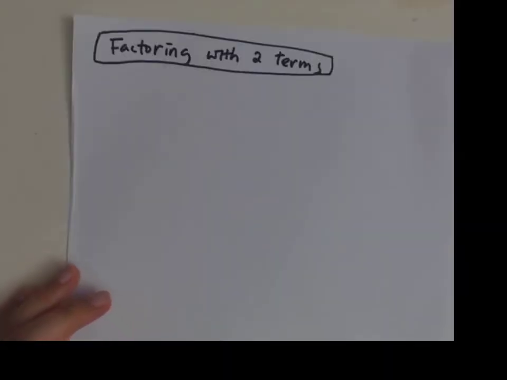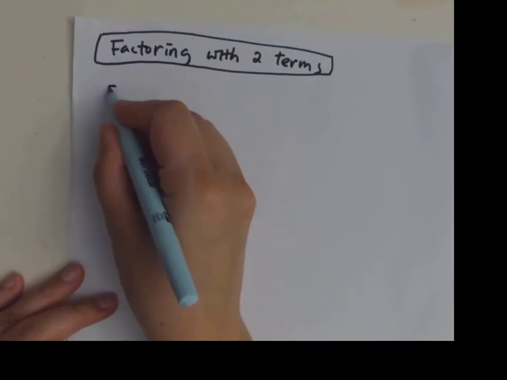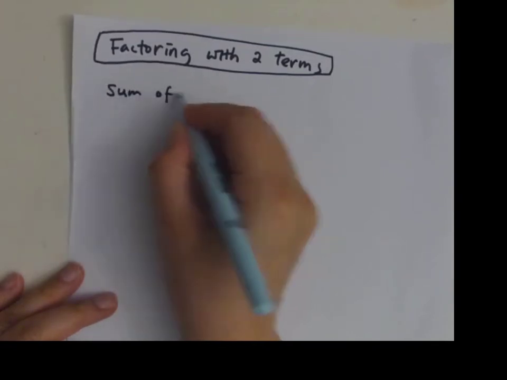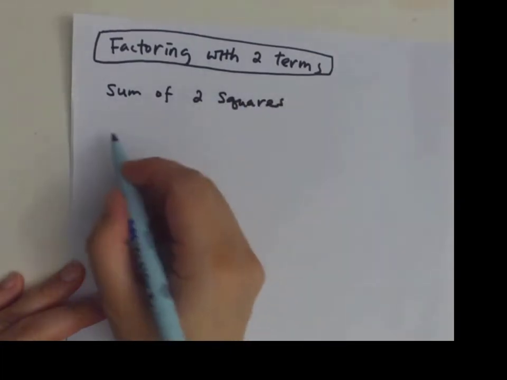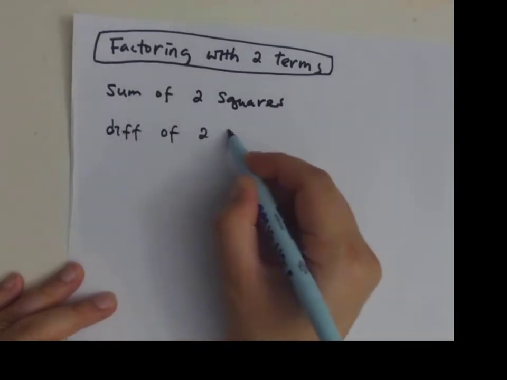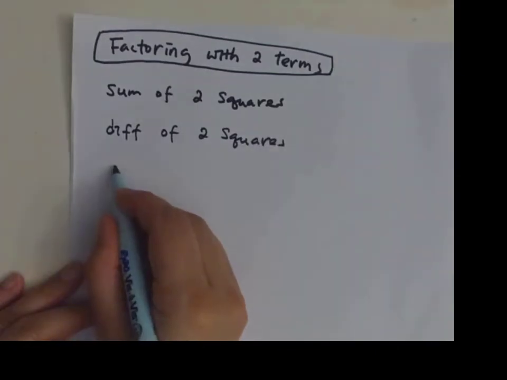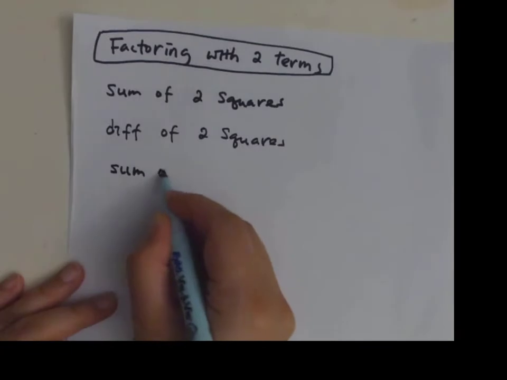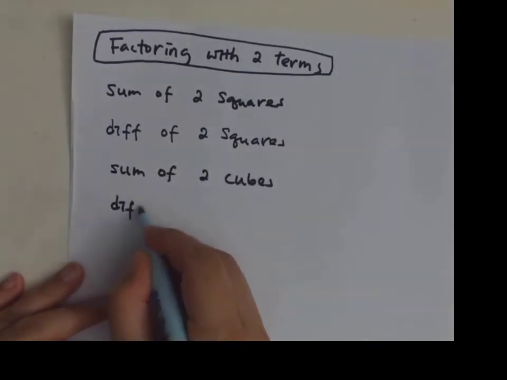So next, we're going to start with factoring with 2 terms. First, we are going to list the types that we have, including sum of 2 squares, and then we have difference of 2 squares, and we also have sum of 2 cubes and difference of 2 cubes.